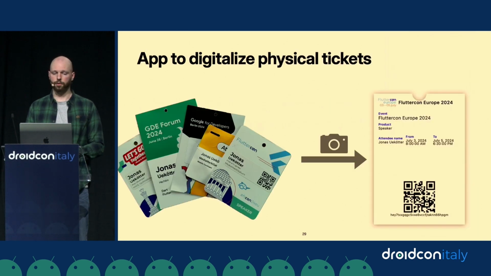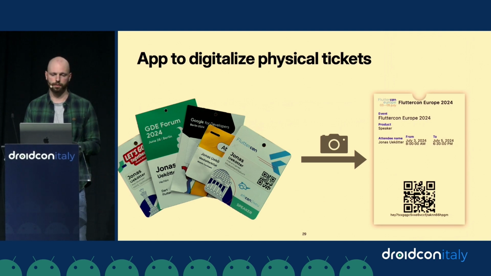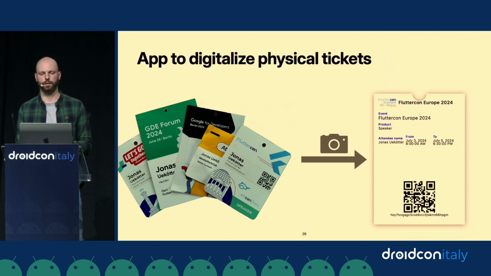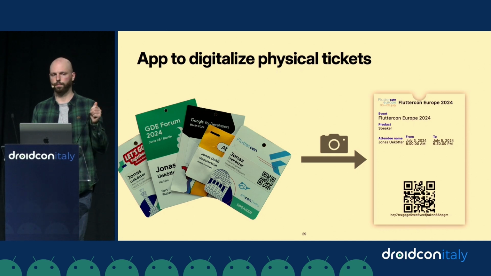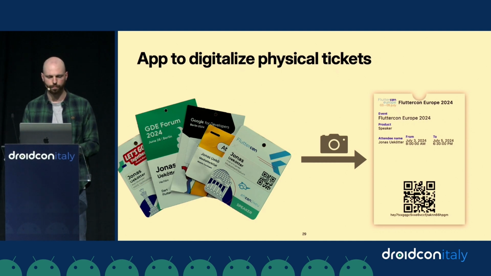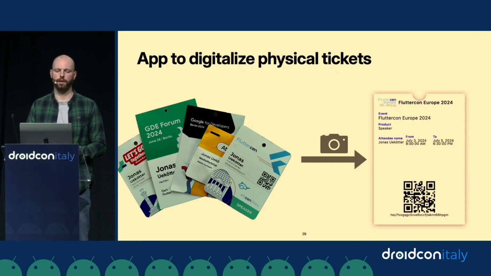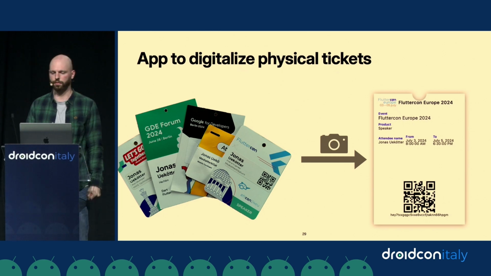Another interesting application is, for example, we could create an app to digitalize otherwise physical tickets that don't yet have the developer create a digital version. And we could, with the app, take a photo, do some optical character recognition, and maybe sprinkle some AI in it, and then create a digital representation of it.